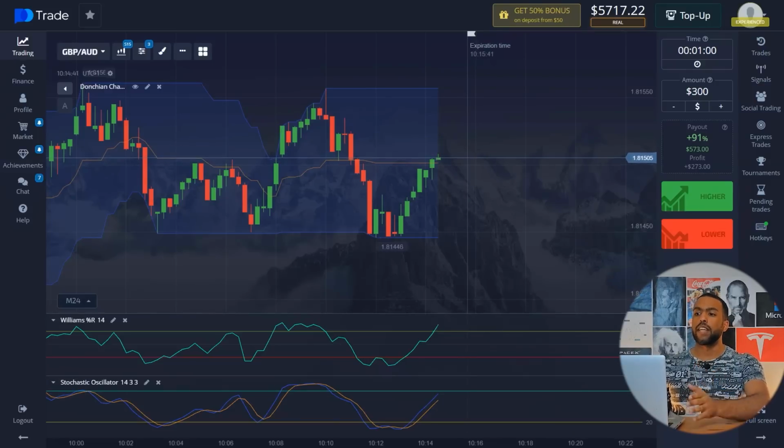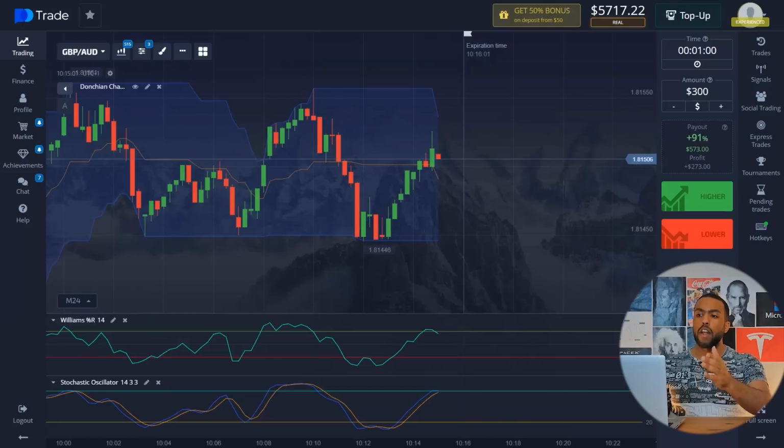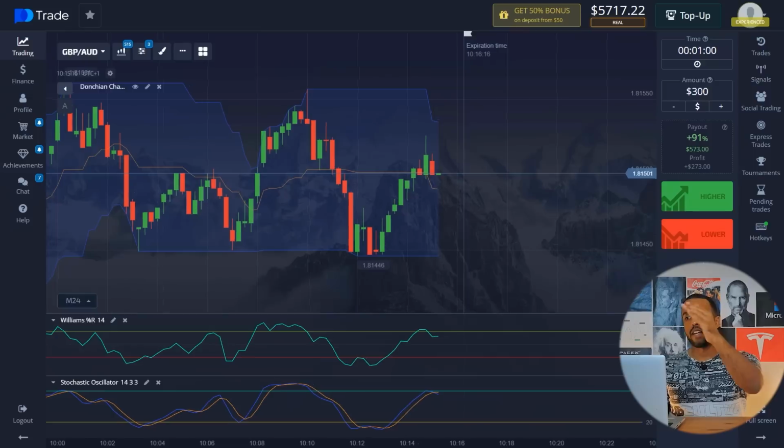As you may have seen, today I use three indicators: the Donchian channel indicator, Williams R% and the stochastic oscillator. And the Williams R% and the stochastic are impulse indicators, but the Donchian channel is more of a trend indicator which shows a possible trend direction.